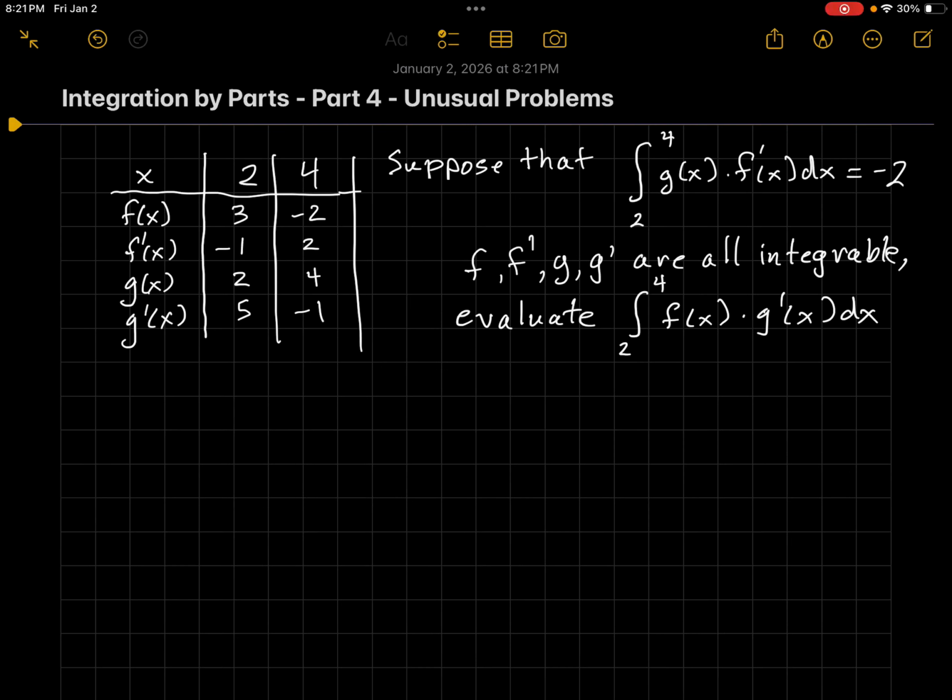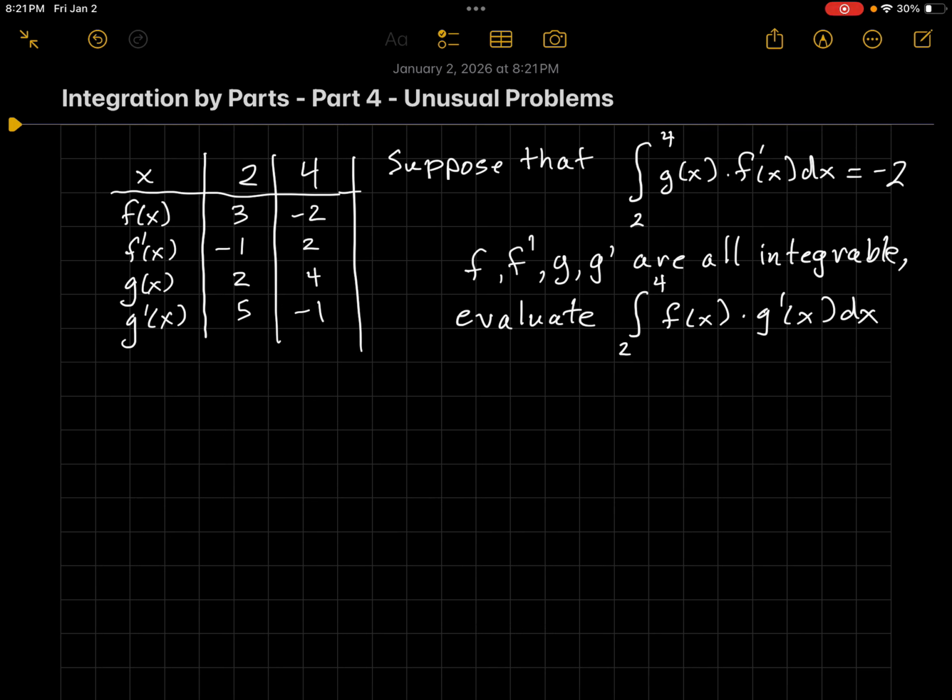Integration by Parts, Part 4, Unusual Problems. In this video, I have 3 problems that are unusual or sort of atypical or perhaps complicated problems that we're going to do. Because I have 3 problems, I'm going to go through them a little more quickly, and I recommend that if you don't understand right away, just pause the video, think about it, or go back and look at the problems and my explanation again.